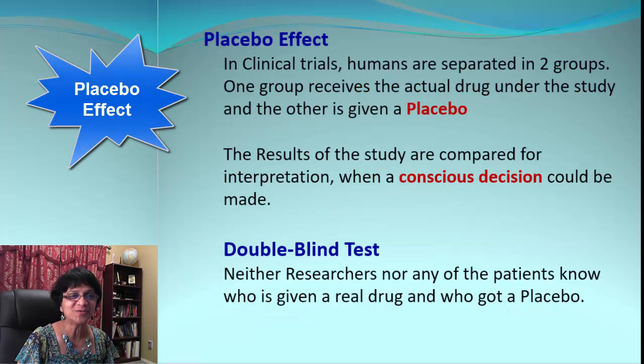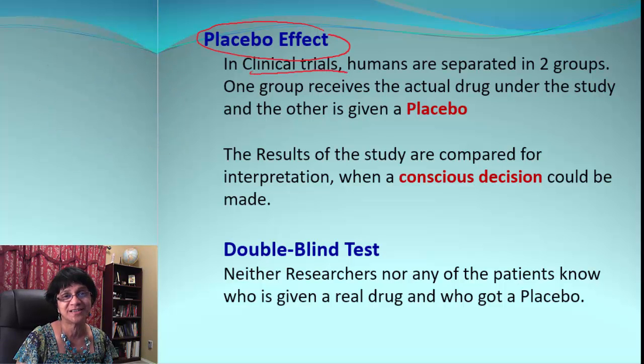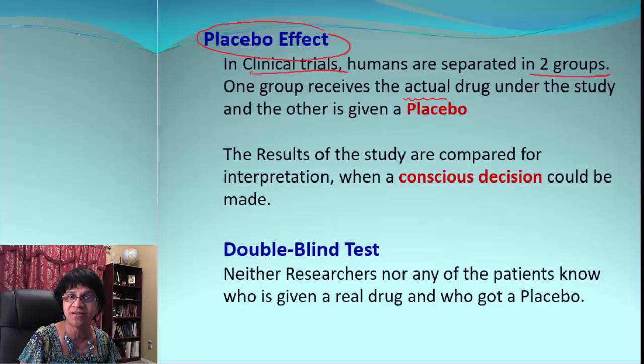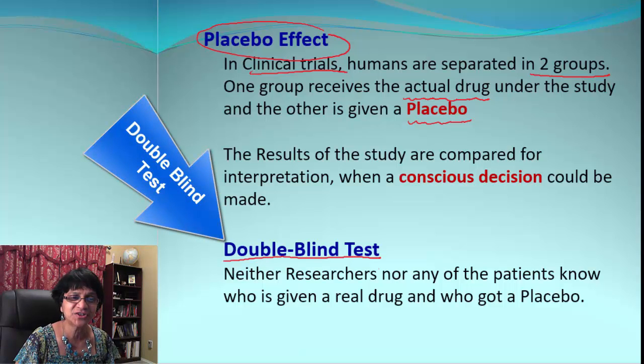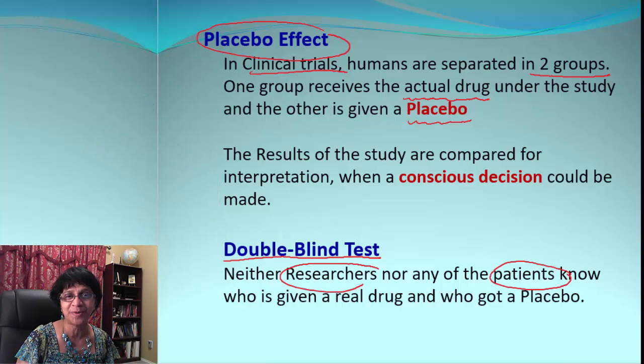Moving on, the next one is the placebo effect. When we talk about clinical trials, this is what is done. Human subjects are separated into two groups. One group receives the actual drug under study, and the other group gets a placebo, which is not the drug at all. Neither the researchers nor the patients know who got the real medicine and who got the placebo.